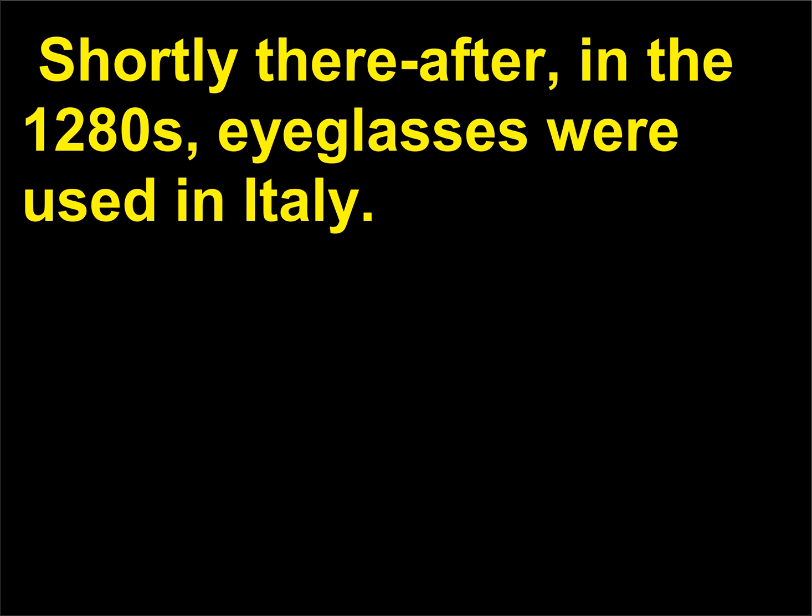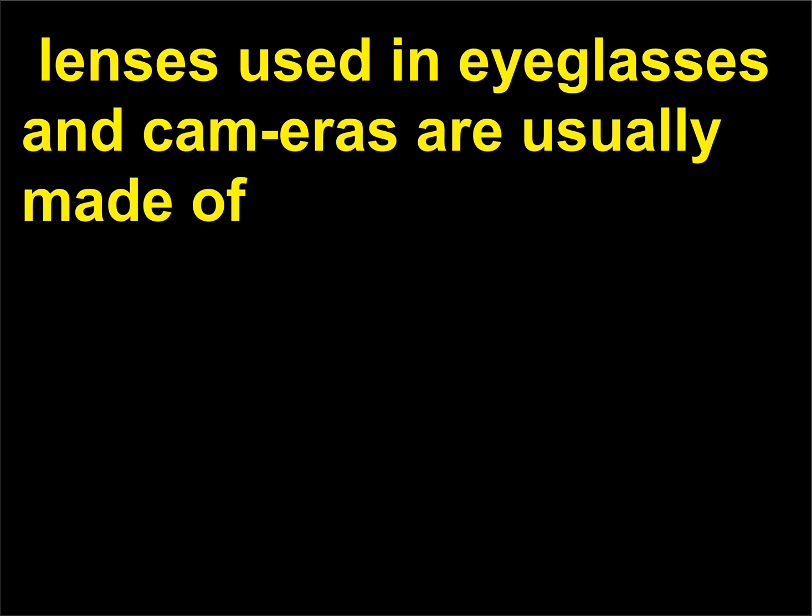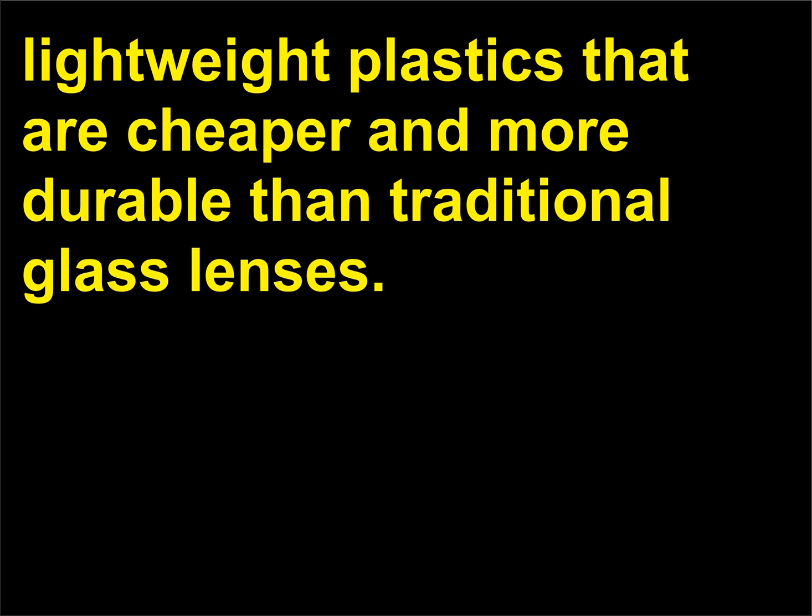Shortly thereafter, in the 1280s, eyeglasses were used in Italy. The use of diverging lenses to correct nearsightedness, myopia, was documented in 1451. Today, lenses used in eyeglasses and cameras are usually made of lightweight plastics that are cheaper and more durable than traditional glass lenses.